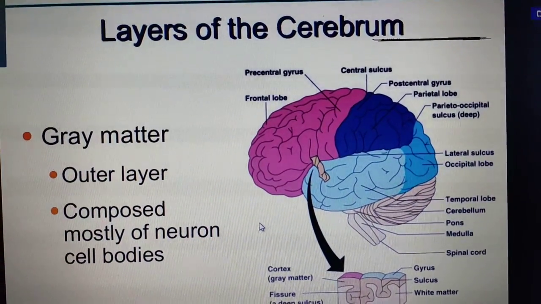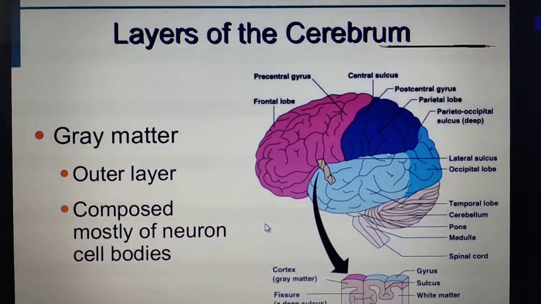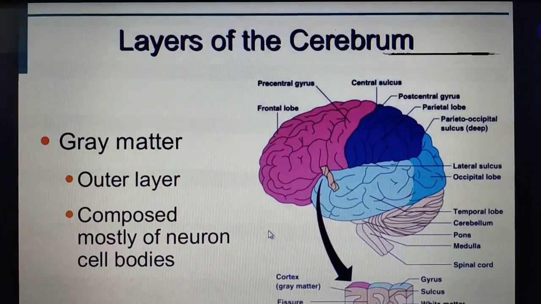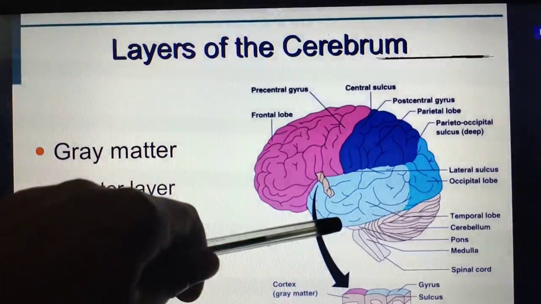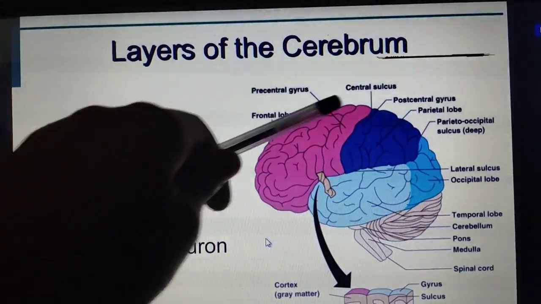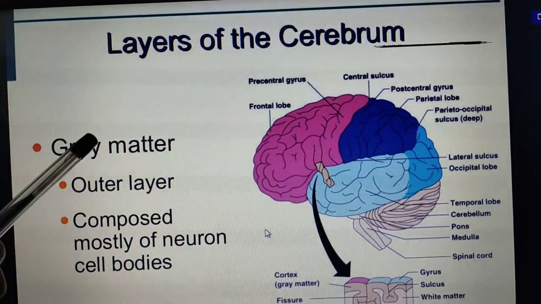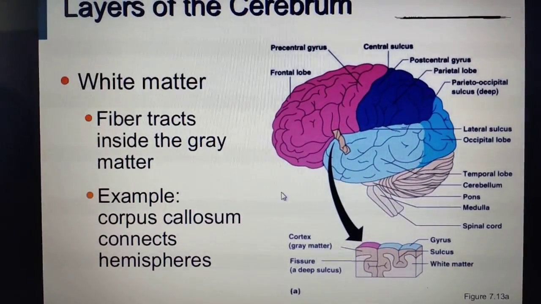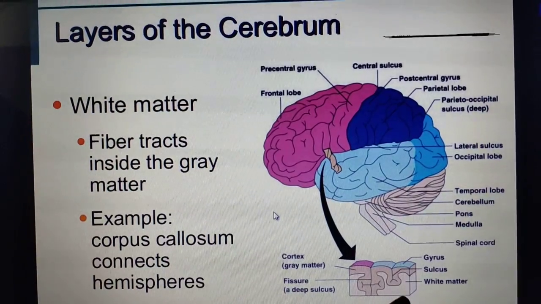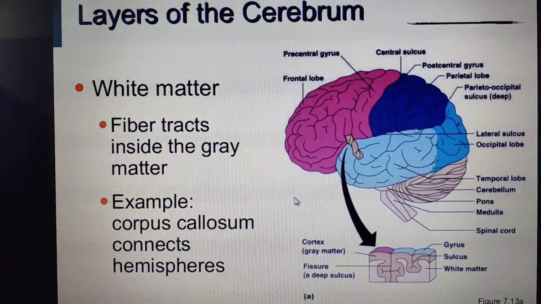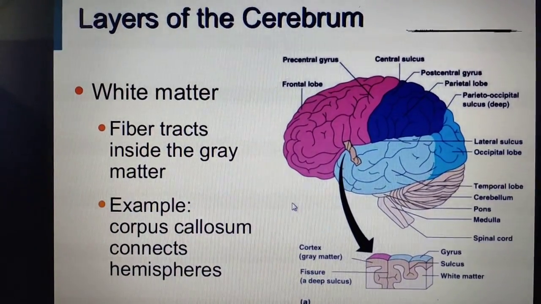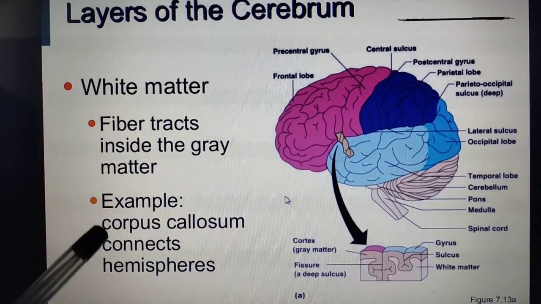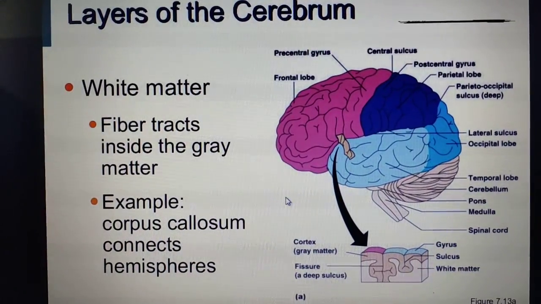We have all seen the structure of neurons, no? The body part is what? Gray matter. All the body cells of the neurons are the body parts which are here, and that gives the gray color, so we call it gray matter. Now we'll see what white matter is. White matter is the inside of the brain. The fibers or axons make up this white area, so we call it white matter. An example is the corpus callosum, which connects the two hemispheres.